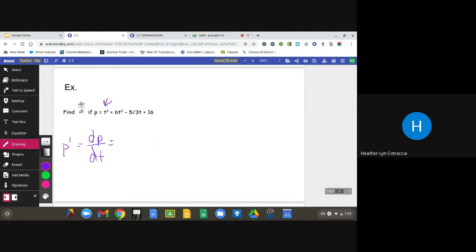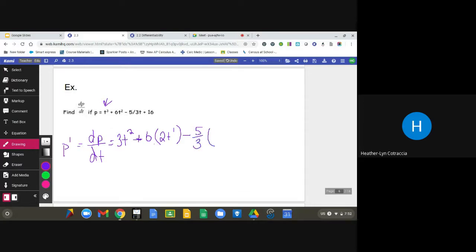The derivative of t cubed, bring the 3 down in the front and subtract 1 from the 3, which gives me 3t squared. Bring the exponent down, subtract 1. Plus, now this next one is going to be your constant multiple rule. So I'm going to bring the 6 out in the front. Just leave it there. Now let's take the derivative of t squared. The 2 comes down in the front and subtract 1 from the exponent. So 2t to the first, and then don't forget that the 6 is hanging out there in the front. Minus, okay, bring the 5/3.